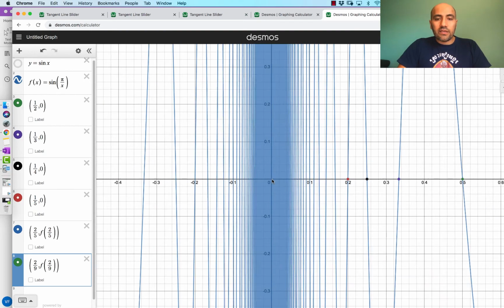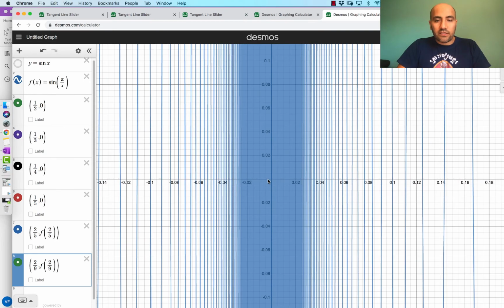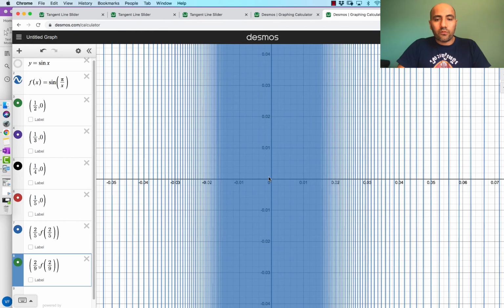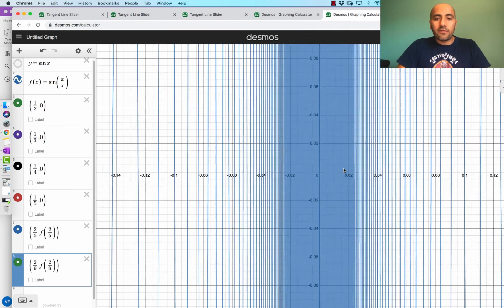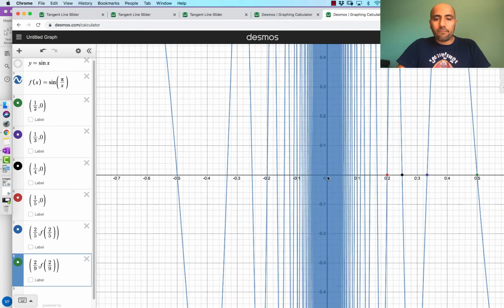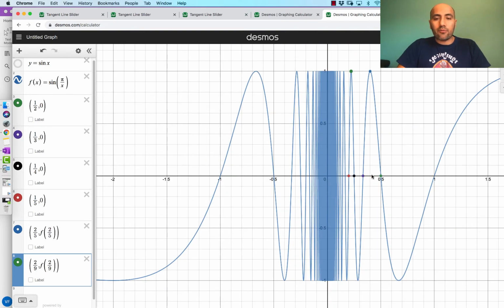Right? So if I zoom into here, you see that in fact it just oscillates more and more, an infinite number of times. So it almost looks like a dark shade there. That's because it's oscillating so fast between -1 and 1 that it might give us the wrong impression.